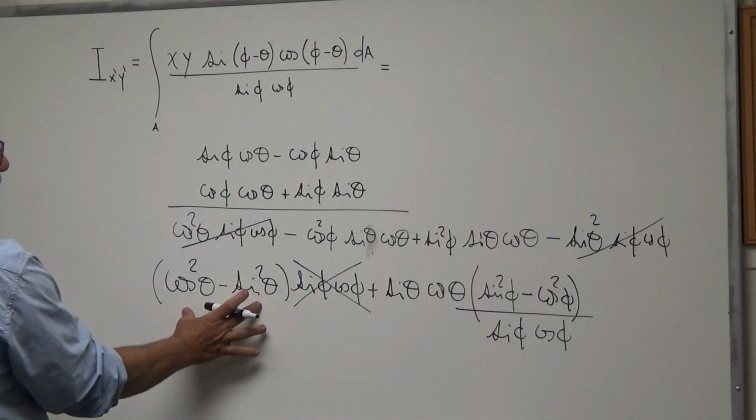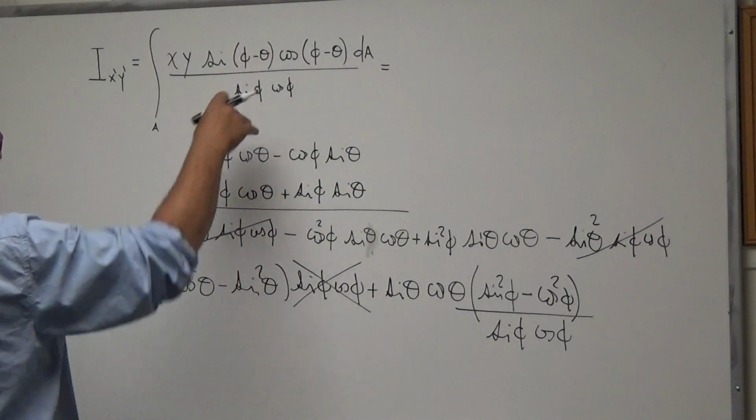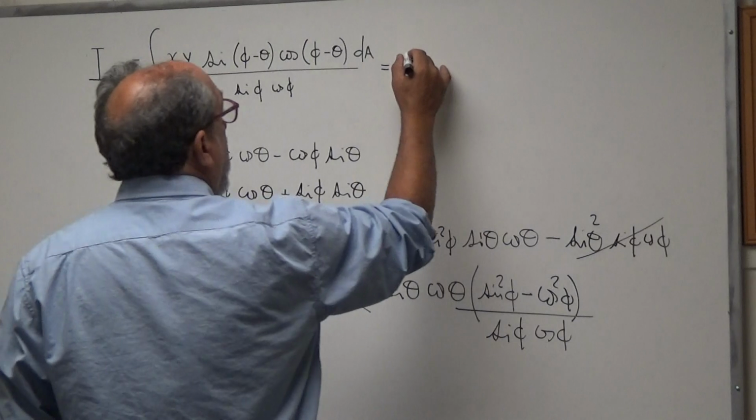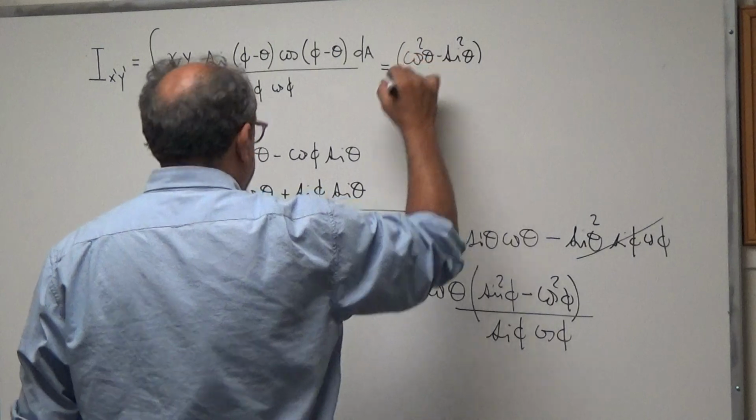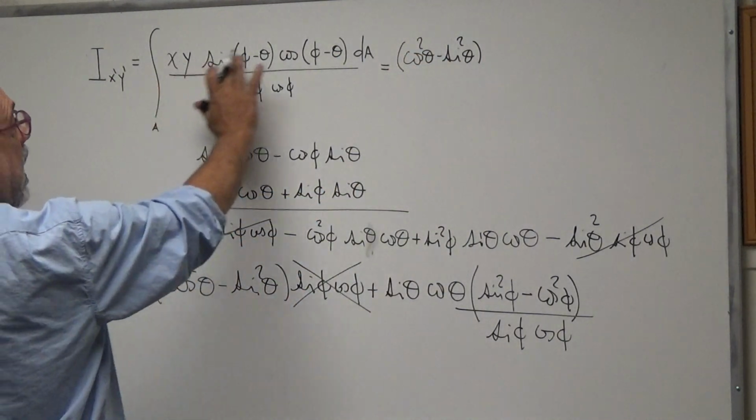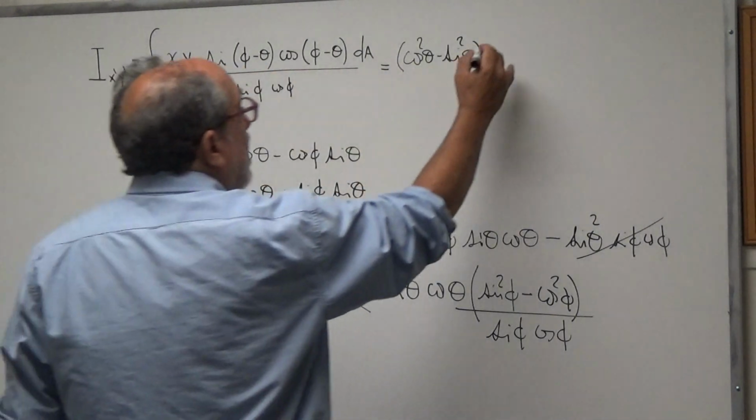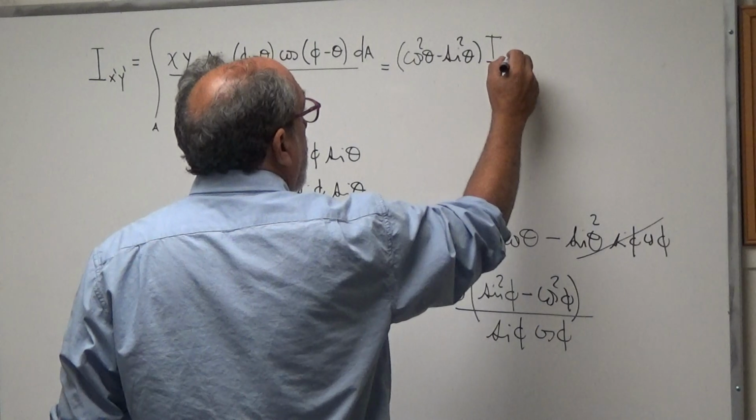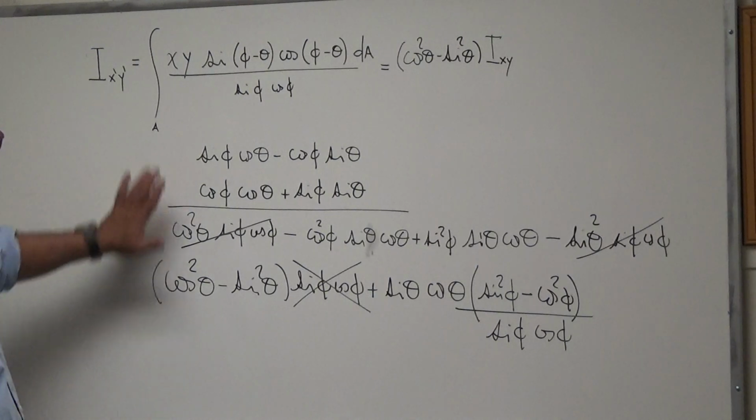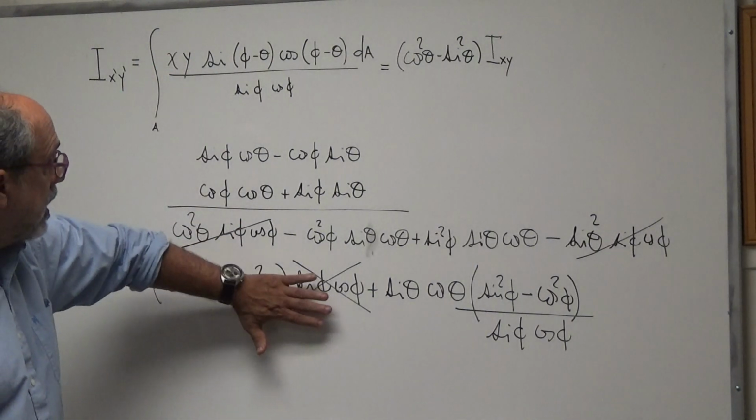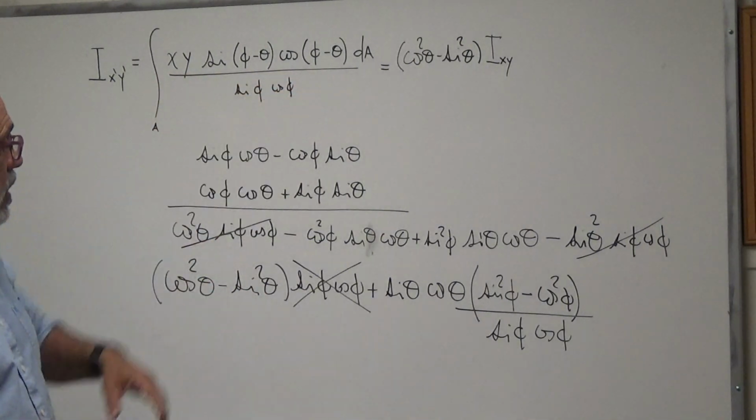Now this part is a constant, that's cosine squared minus sine squared of theta. The integral is over the area and theta is constant. So we have cosine squared of theta minus sine squared of theta, and then we have the integral of xy dA. But the integral of xy dA is by definition Ixy, right? So I've taken care of this part, xy times this. Then this is constant, goes out of the integral, and the integral of xy dA is just Ixy.